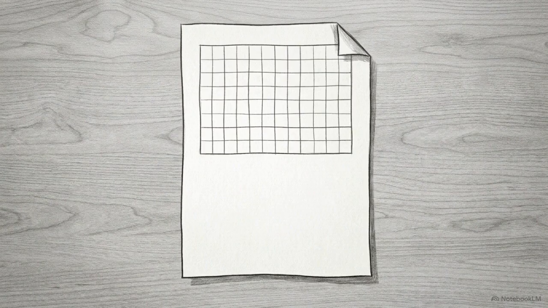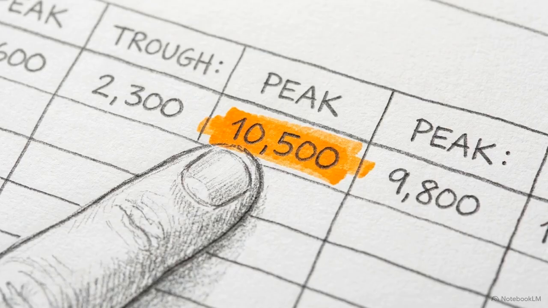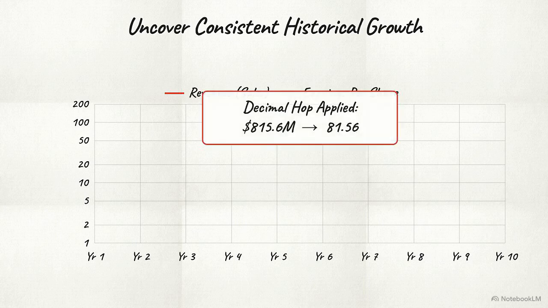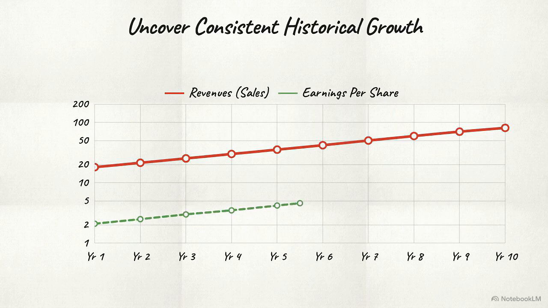In Section 1 of the guide, plot 10 years of sales, earnings per share, and high and low stock prices. This chart shows a semi-logarithmic scale measuring consistent percentage changes. The left axis goes from 1 to 200. Move the decimal point of your data to fit. Plot the points, connect the dots, and you instantly see the historical growth trends.